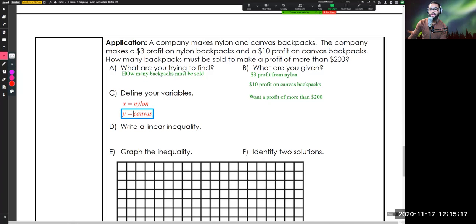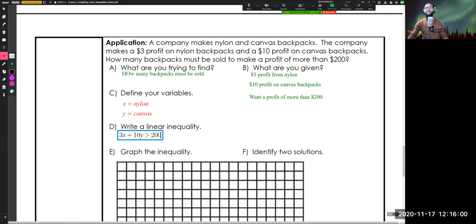And then we're going to write a linear inequality, okay? So if we know there's a profit of $3 from nylon backpacks, we're going to have $3 for every nylon backpack we sell. Excuse me, 3x. So 3x. And then we also make $10 from every canvas backpack we sell. So 3x plus 10y. I mean, we want our entire profit to be greater than $200. Excuse me, I got hiccups. Our entire profit to be greater than $200.